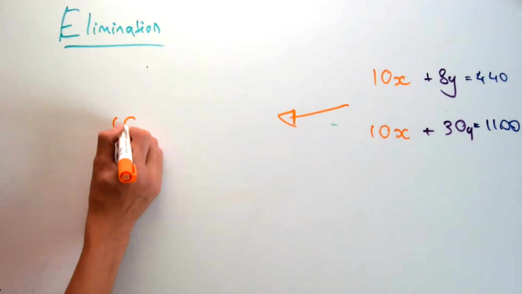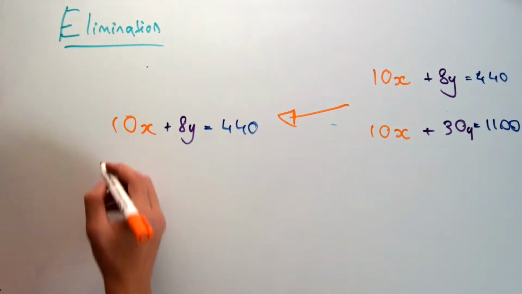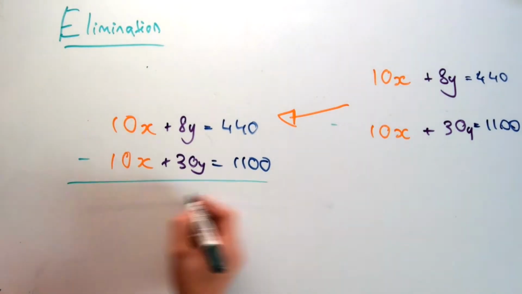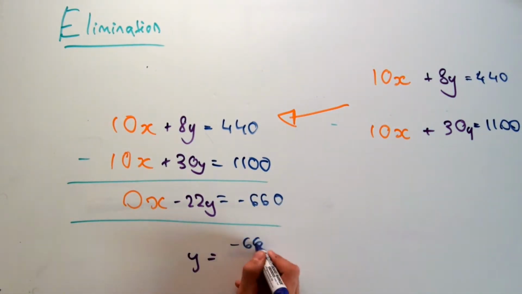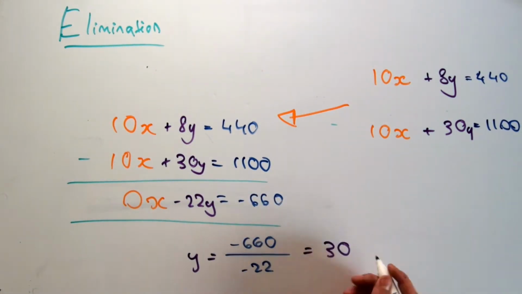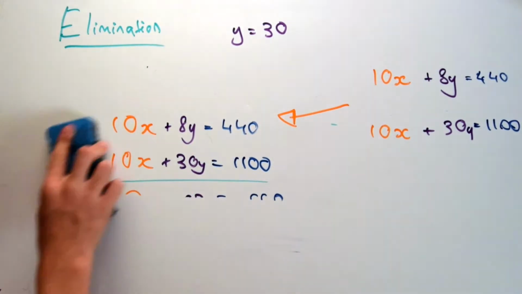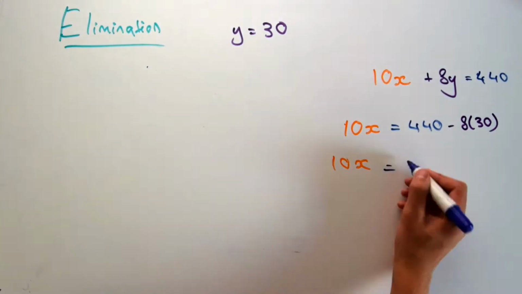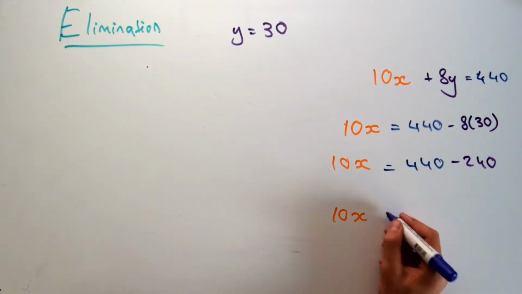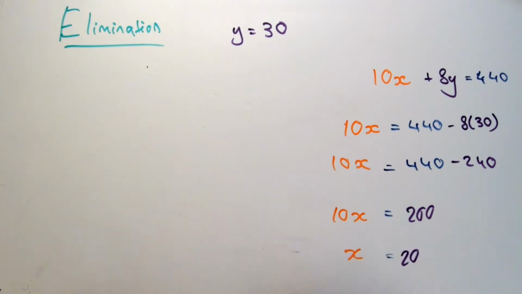Now we must remove one of the variables by subtracting both the equations. This will only give us one variable to work with, which is easy to solve. Now we have minus 22y, which equals minus 660. To get y, we must divide minus 660 by minus 22, which equals 30. Now, to get the x value, we must substitute in the y value into the equation. Finally, to get the final x value, we must simplify it.